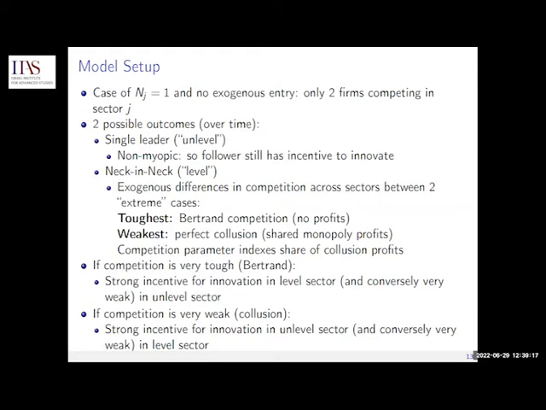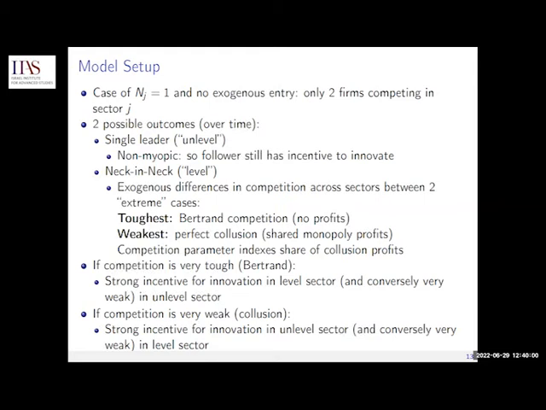And so you can see how across these two types of competition, right, the incentives for innovation are going to be opposite, right? In this Bertrand case, which is the case I was mentioning before, there's a very strong incentive for innovation in the level sector, when you're level. That's escape competition, and we want to escape from making zero profits to making positive profits, right? So that's where you're going to have the strongest incentive for innovation, and a much weaker incentive for innovation once you're unlevel, okay? And it's going to be opposite when competition is very weak, in the collusion case, right?